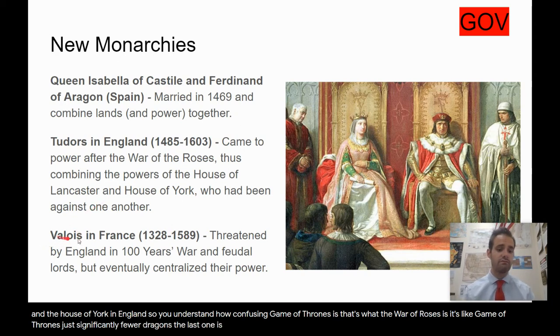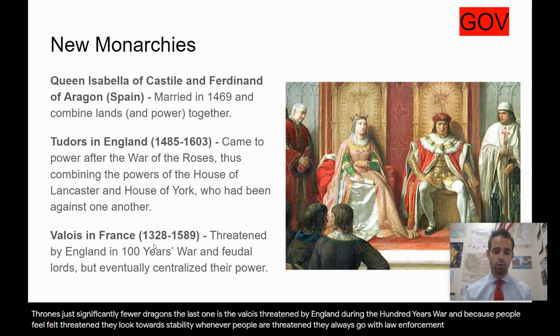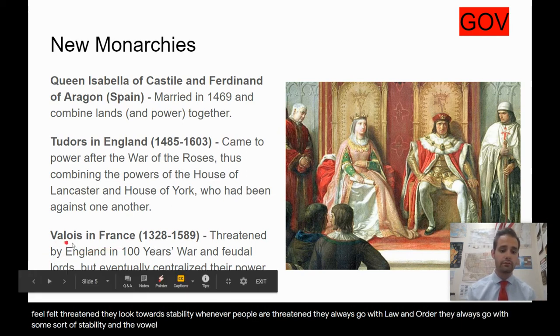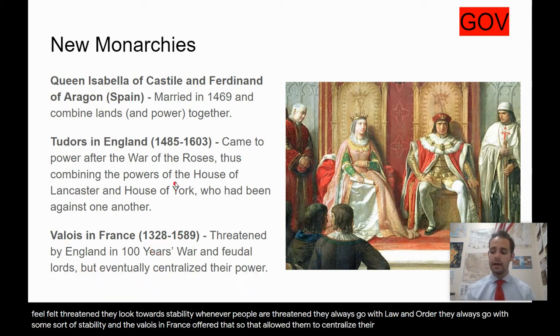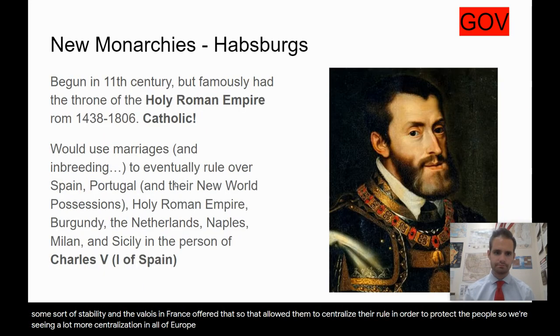The last one is the Valois in France. They were threatened by England during the 100 Years' War, and because people felt threatened, they looked towards stability. Whenever people are threatened, they always go with law and order. They always go with some sort of stability, and the Valois in France offered that. So that allowed them to centralize their rule in order to protect the people. So we're seeing a lot more centralization in all of Europe.